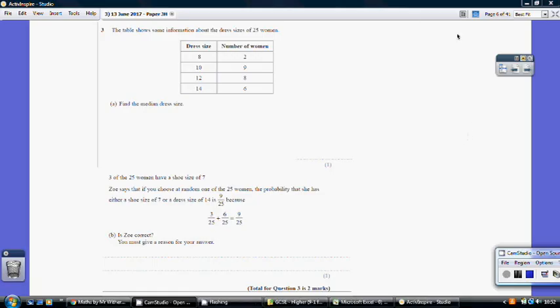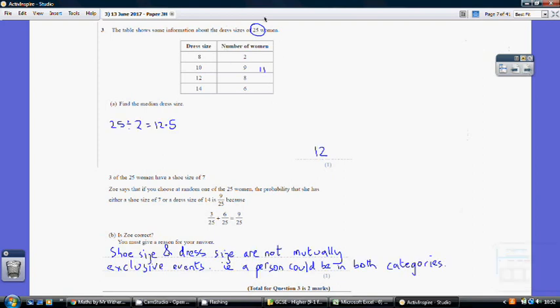Question 3. So find the median dress size. So the median is the middle one. Now we've got 25 women. So if we halve that, we get 12.5. Round this up, we're looking for our 13th woman.